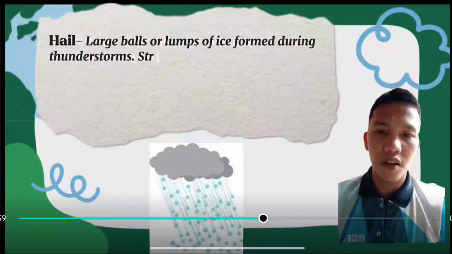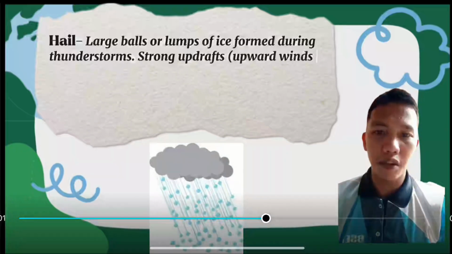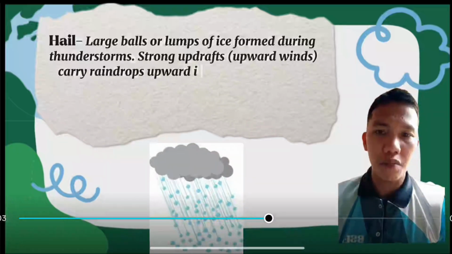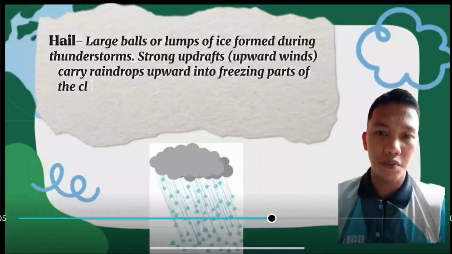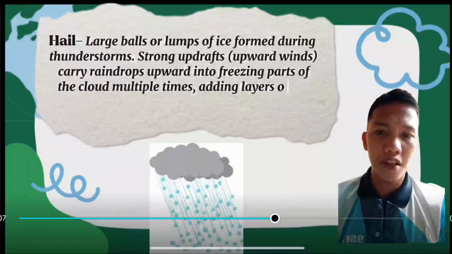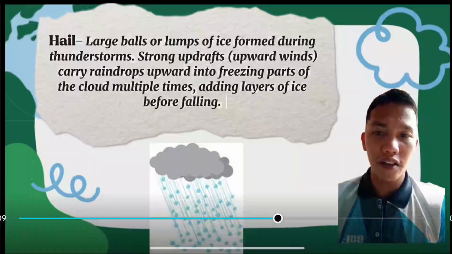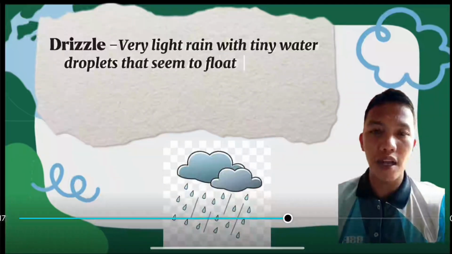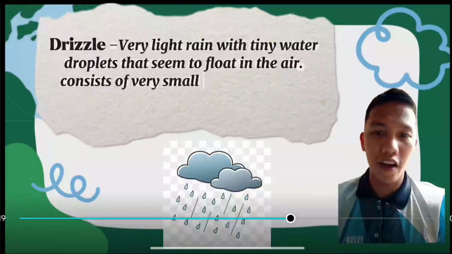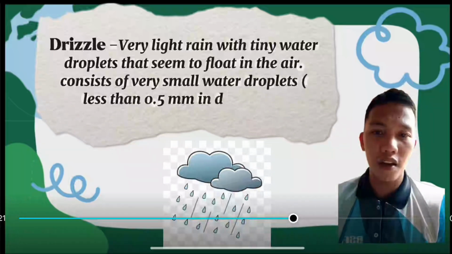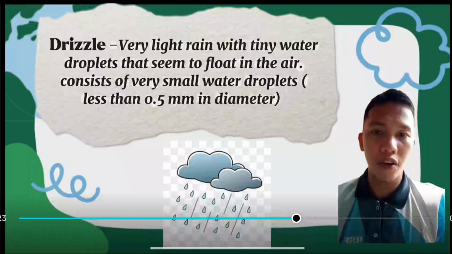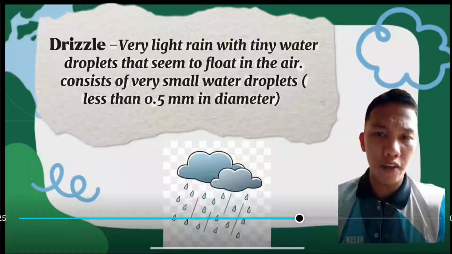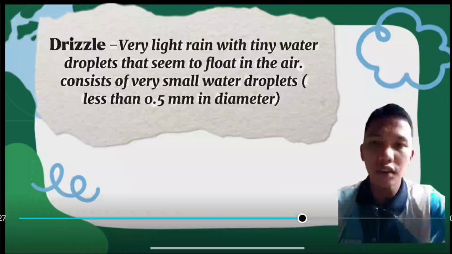Strong updrafts, upward winds, carry raindrops upward into freezing parts of the cloud multiple times, adding layers of ice before falling. And last is the drizzle, a very light rain with tiny water droplets that seem to float in the air. Consists of very small water droplets less than 0.5 millimeter in diameter.